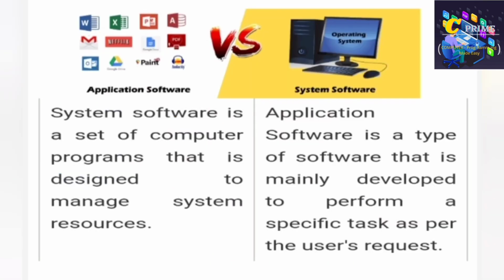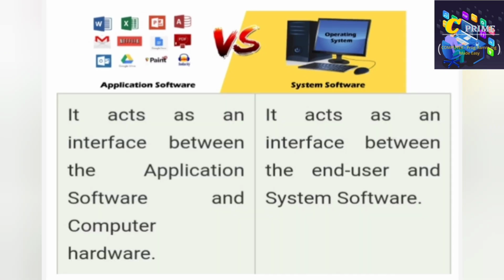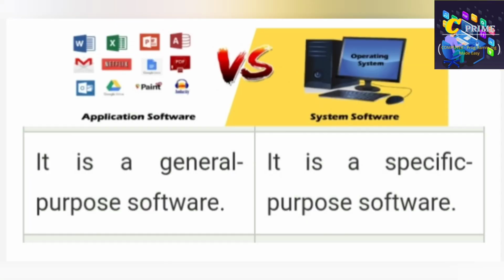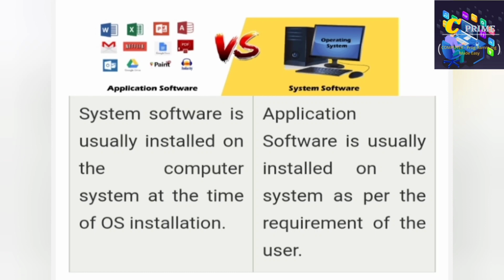System software is a set of computer programs that is designed to manage system resources. Whereas, application software is a type of software that is mainly developed to perform a specific task as per the user's request. System software acts as an interface between the application software and computer hardware. Whereas, application software acts as an interface between the end user and system software. System software is general purpose software. Whereas, application software is specific purpose software. System software is usually installed on the computer system at the time of OS installation. Whereas, application software is usually installed on the system as per the requirement of the user.